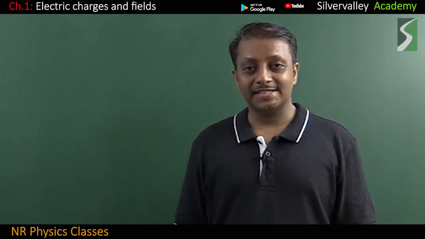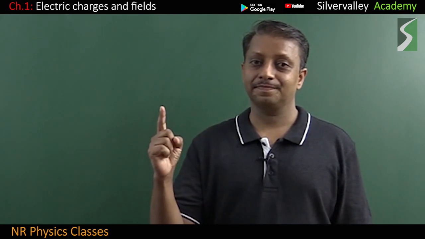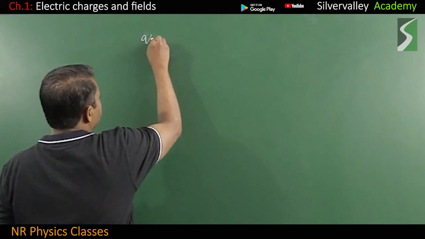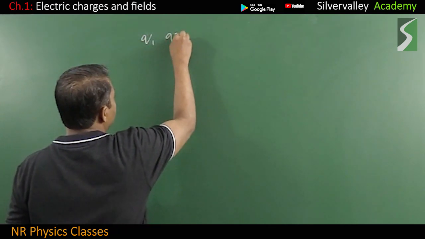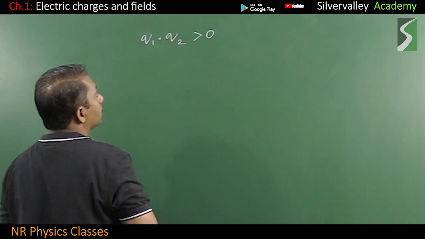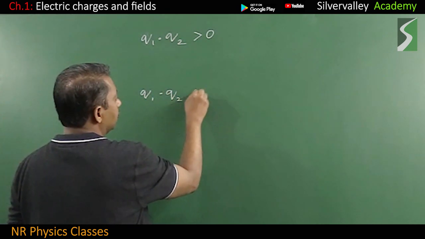Let us work on the synopsis of the first chapter, Electric Charges and Fields. First concept: product of the charges Q1 Q2 greater than 0. Second, Q1 into Q2 less than 0.